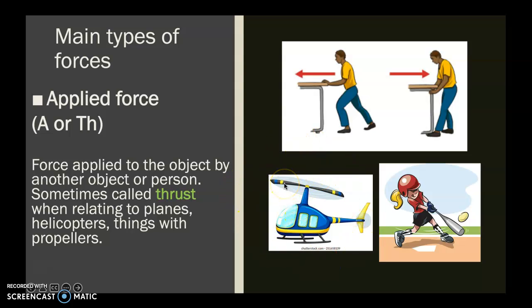The propeller spinning is what is applying a force to the air to get the helicopter to lift, or the gas that's being ignited in a rocket is going to be applying a force on the object, getting it to move forward. So if it's an applied force, we use the capital A. If it's in the case of a flying object, we use capital TH for thrust.